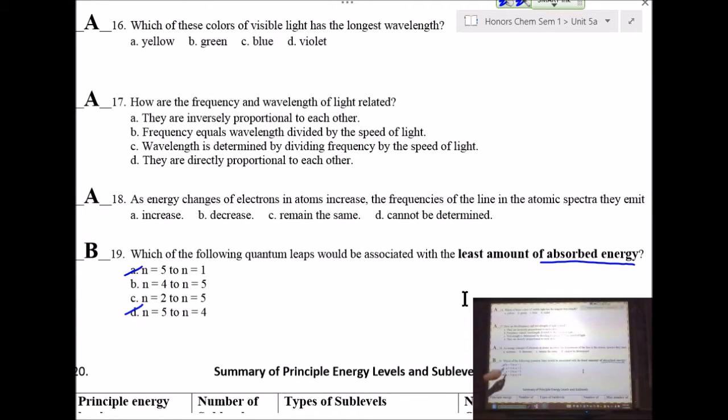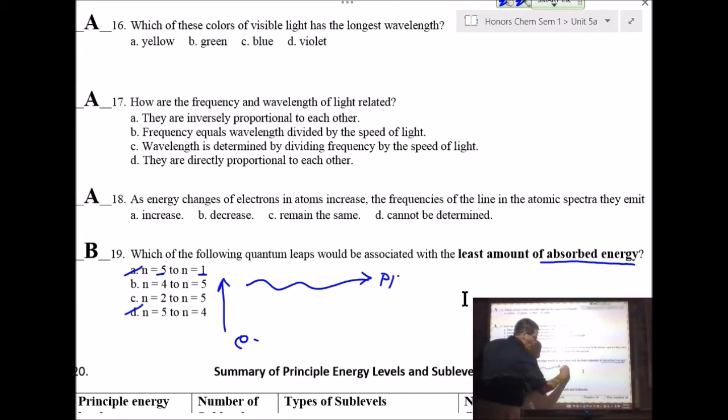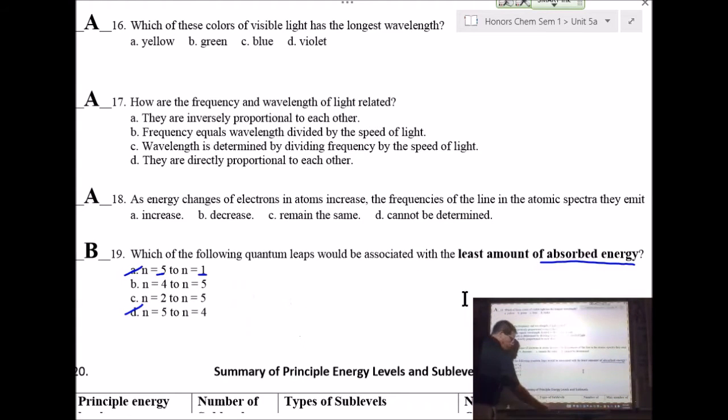Releasing energy. Anytime you go from a high to a low, that's releasing energy. So energy is released in the form of what? If an electron absorbs energy, it jumps up. Yes, so we're going to have a photon when it returns back down. Because it says energy is absorbed, we can cross off A and D, because if you absorb energy, you're going to move to a higher energy level. Now, if it says the least amount, we're looking for the least change. Going from 4 to 5 is a change of 1. Going from 2 to 5 is a change of 3. So the best choice there is B.